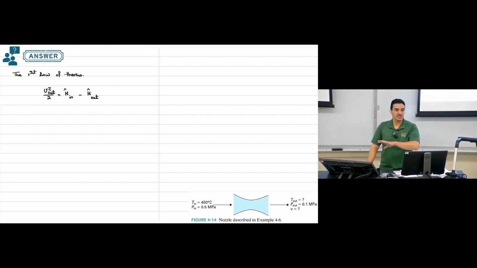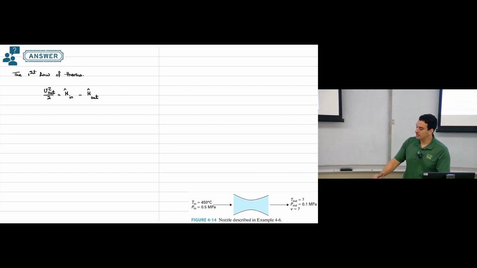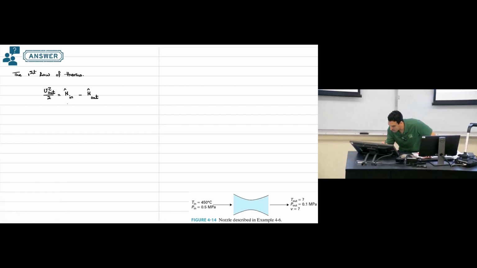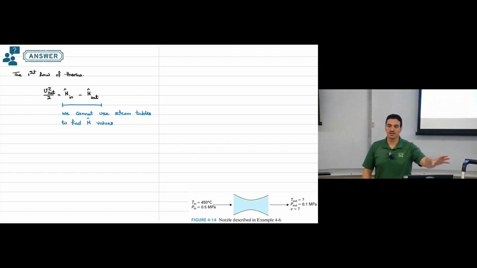In the previous lecture, when we solved this example, the gas was steam. So we got the enthalpy from the steam tables, where we did the interpolation. But here it says we just have a gas, so we can't use the steam tables, in contrast to the previous one, to find specific enthalpy values. So what is the other way to calculate enthalpy?